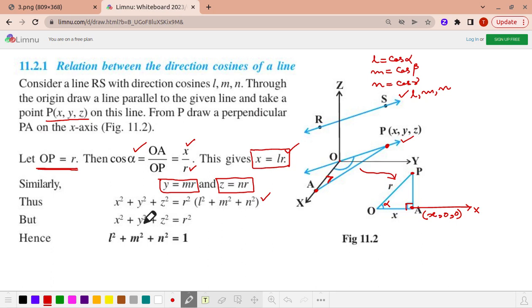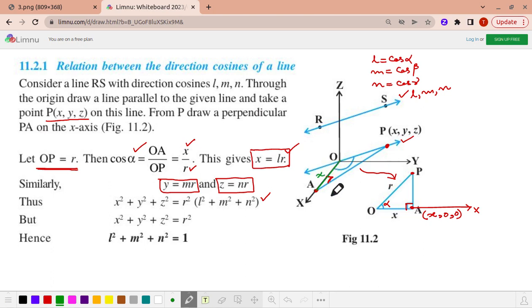I hope you understand this, or if you do not understand, then I can quickly give you a proof. Let me use a different color, the green color. So how can we prove that R square equals x square plus y square plus z square? Let me draw a perpendicular. When we say the point P has coordinates x, y, z, that means this is x, OA equal to x.